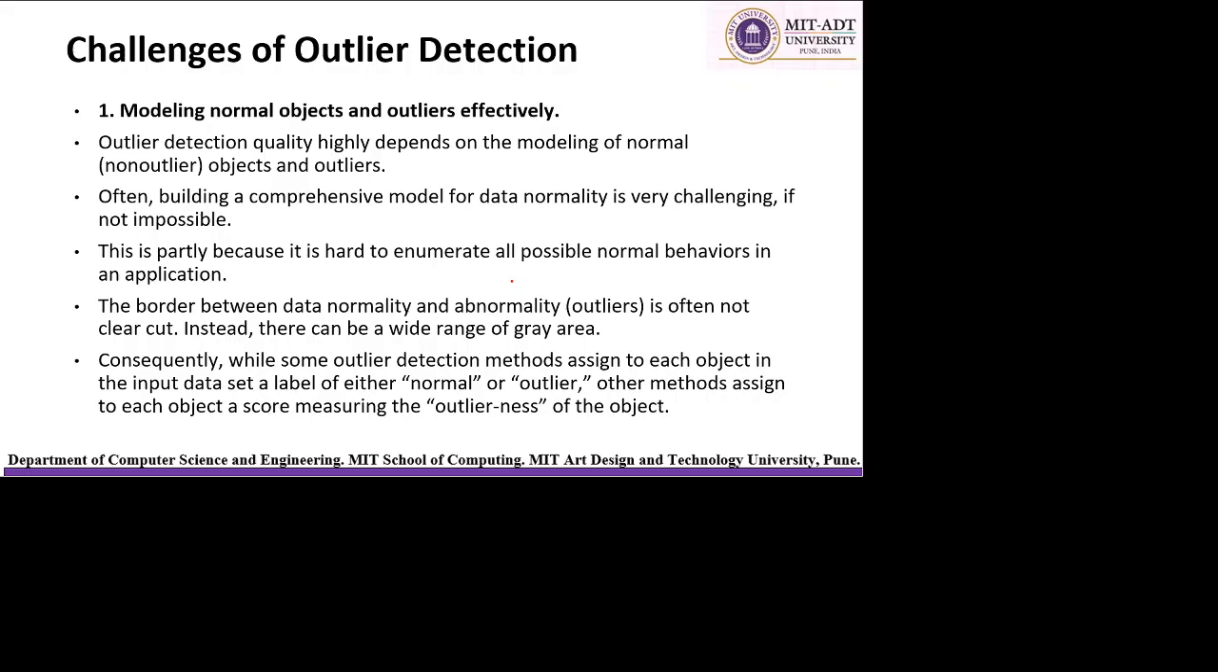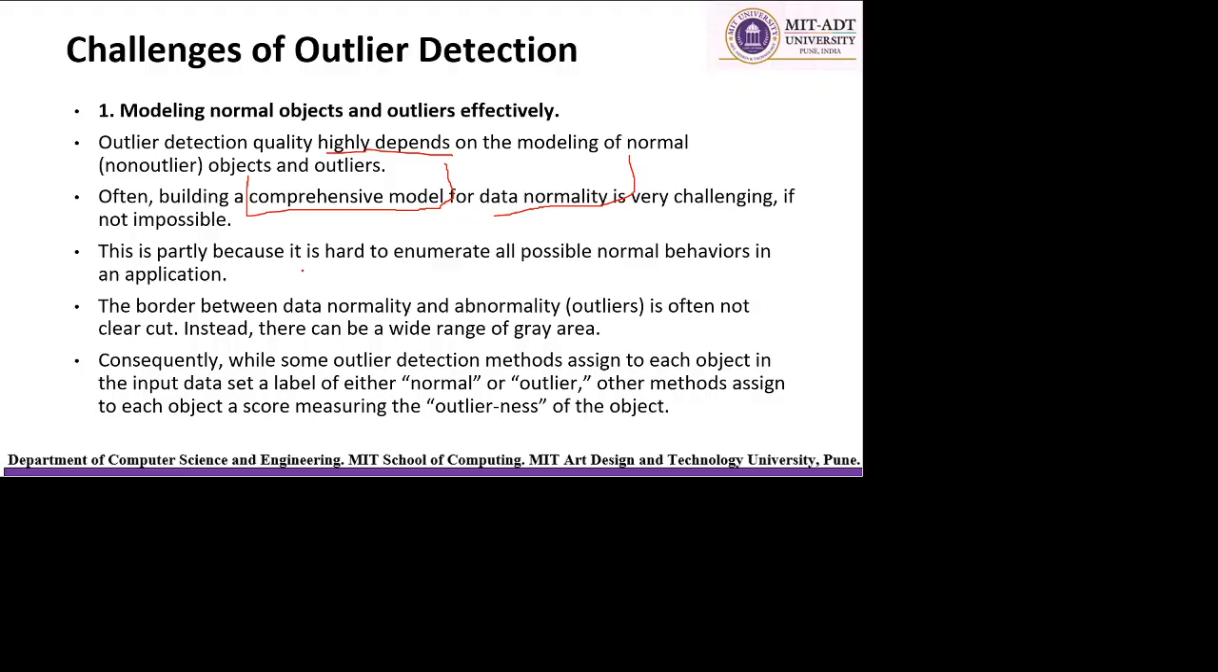Now, what are the challenges of outlier detection? First is modeling the normal objects and the outliers effectively. The outlier detection quality highly depends on the modeling of the normal objects and the outliers. So how can we model? We should build a comprehensive model to identify the outliers, which are the normal data objects. So it is a very challenging task.